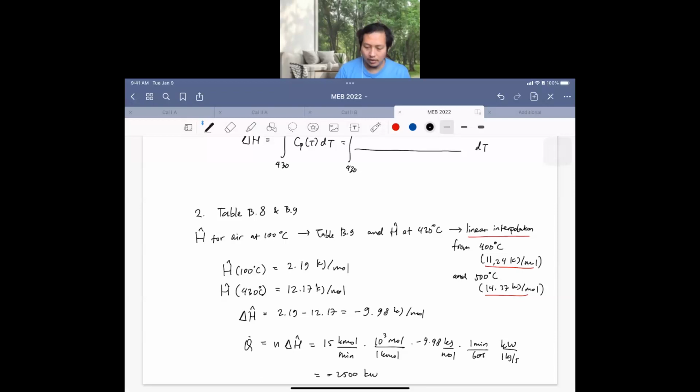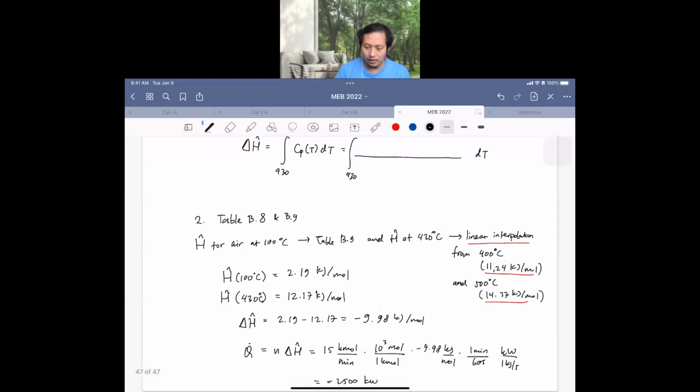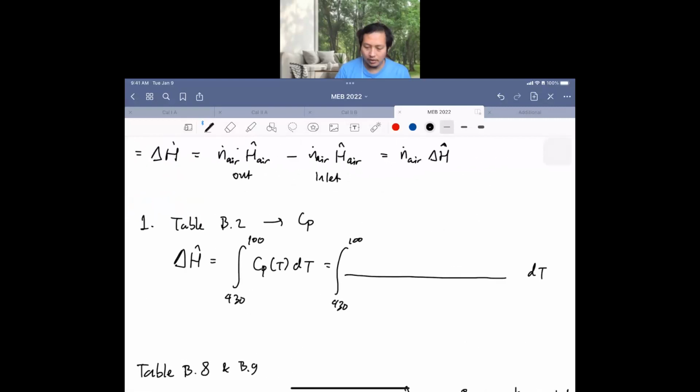But in some cases, if you do not have this information, then you need to do the integrations again, type them into your calculator, and finally get the results. And carefully write the equations.